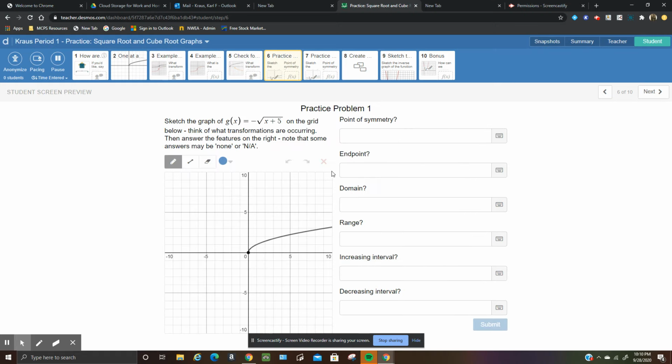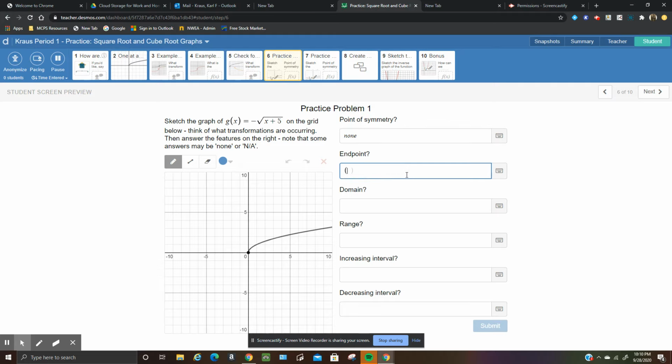And then this should say endpoint. The point of symmetry is none here because it's square root. Endpoint is 0, 0. I'll sketch the graph on the grid here.